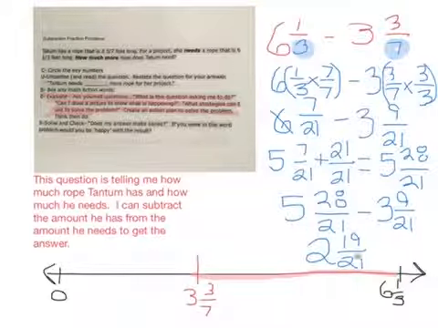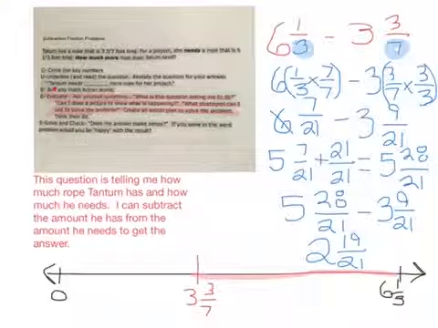My answer makes sense in my sentence. So Tantrum needs 2 and 19/21 more rope for her project.